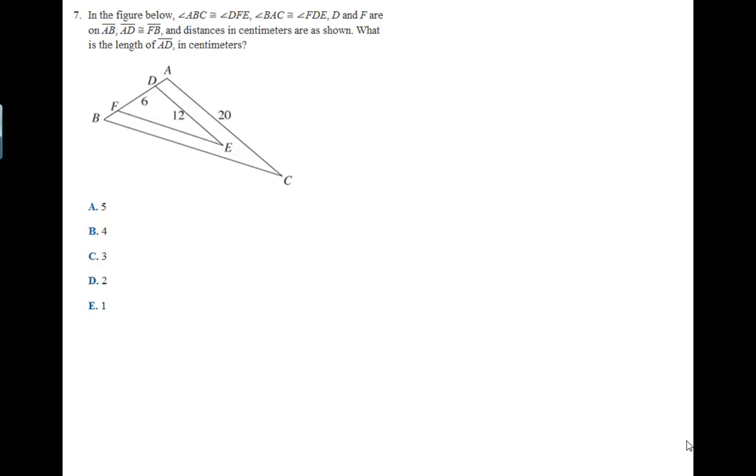Since I need the side next to the 20, I need AD, but I don't know what it is. Let's call that X. What about FB? Well, it says up above that it's the same as AD. So I also write it in, X. So my ratio can be written 20 is to the length of AB, or 6 plus 2x, equals 12 over 6.